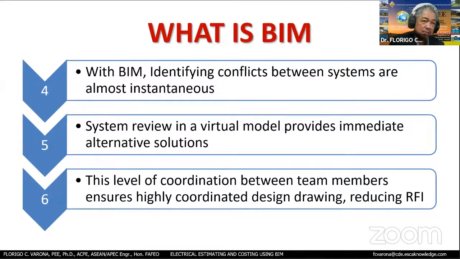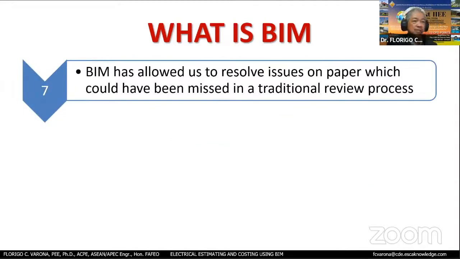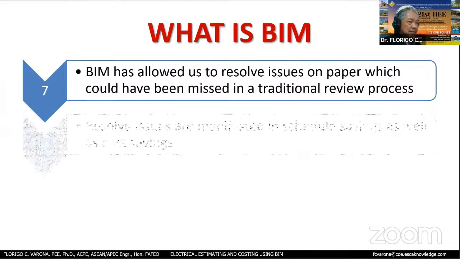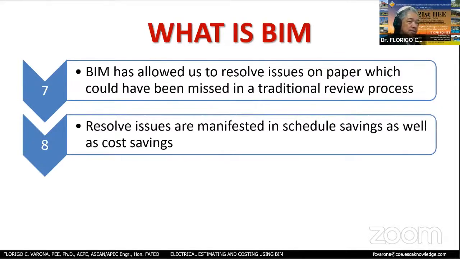And then this level of coordination between team members ensures highly coordinated design drawings and reduces RFIs, if not eventually eliminates them. So BIM has allowed us to resolve issues on paper, which could have been missed in a traditional review process. So with BIM, it's really more accurate, and therefore we are able to construct faster. We resolve issues earlier, and these results manifest in savings in schedule as well as cost savings.